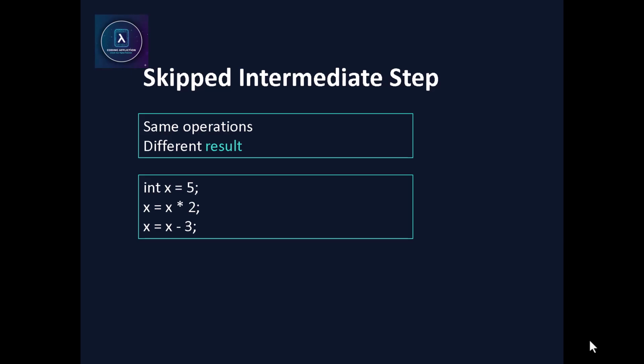Most people compress this mentally. 5 times 2 minus 3. Now trace literally. After line 2, x is 10. After line 3, it's 7. Let's verify with the compiler. We're not going to walk through the code. We're just going to run the program. Value 7. Verified.